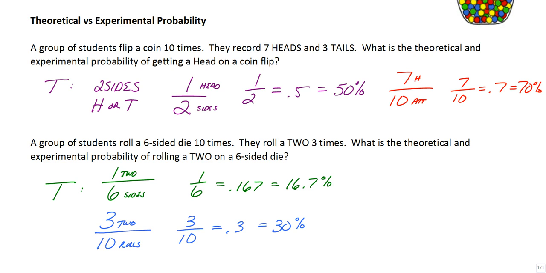Now, there's a pretty good chance that if you were to roll a 6-sided die 10,000 times, that you would be pretty close to 16.7%. And it's still not going to be exact, but there's a pretty good chance you'd be close. Okay? So anyway, that's it on experimental versus theoretical probability.